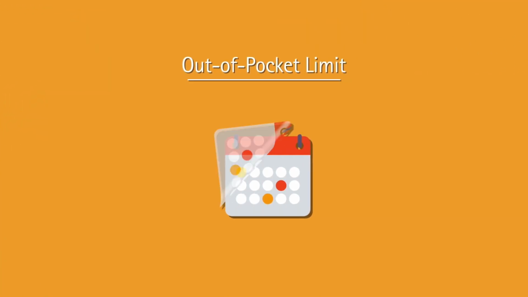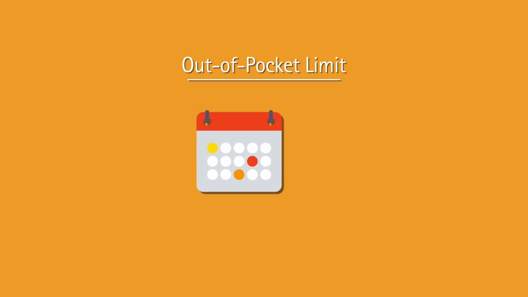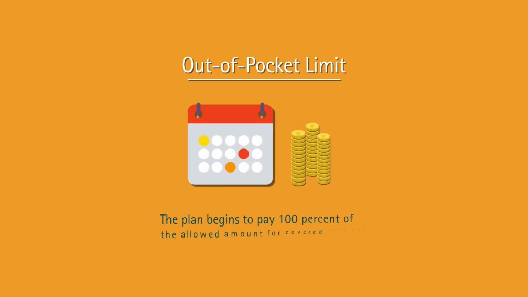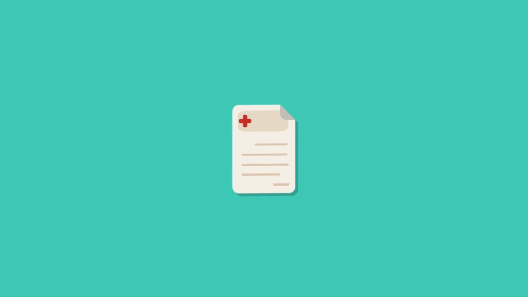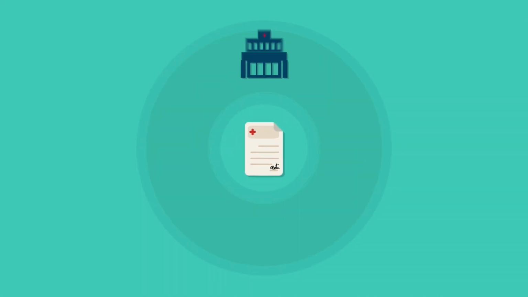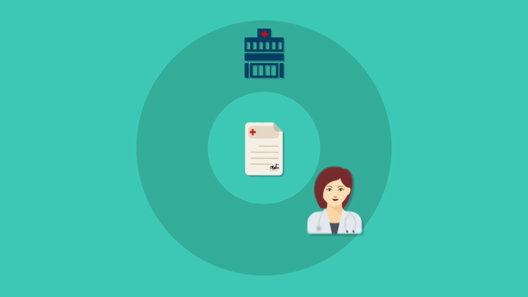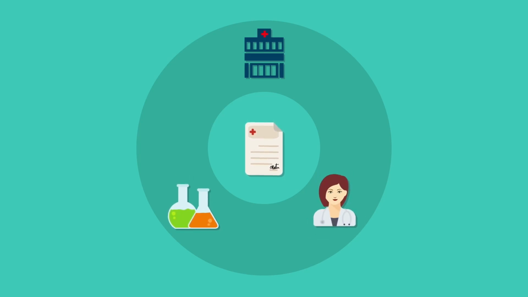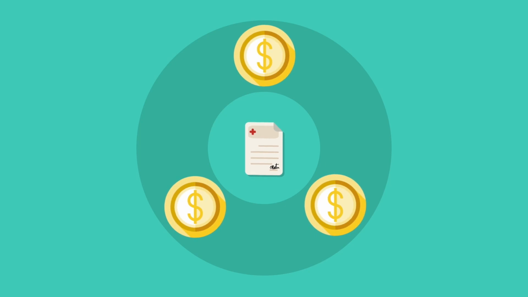4. Out-of-pocket limit. This is the maximum amount to be paid for medical services in a calendar year. Once this is reached, the plan begins to pay 100% of the allowed amount for covered services. Health insurers enter into negotiated reimbursement contracts with various hospital networks, doctors, and diagnostic labs as to what they will charge a patient for covered medical services.